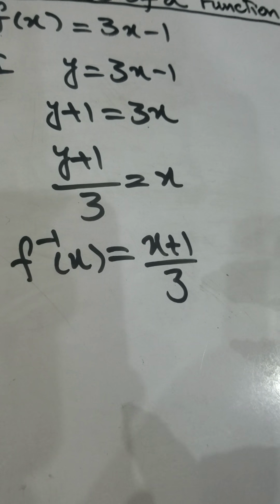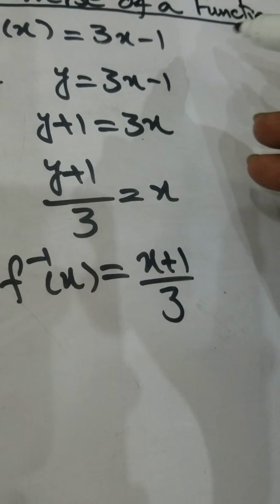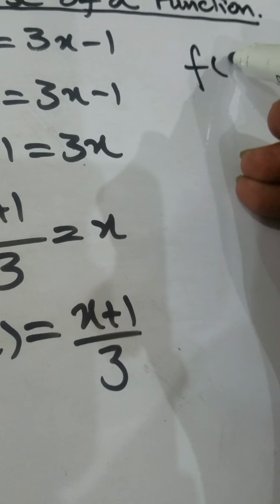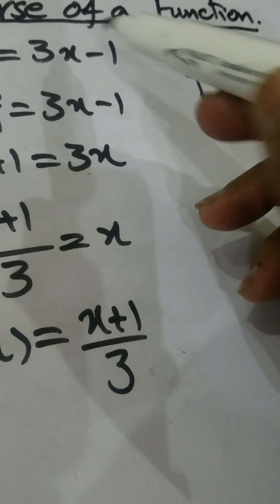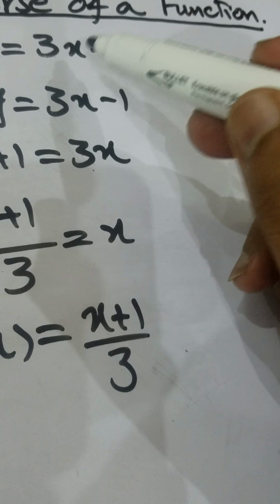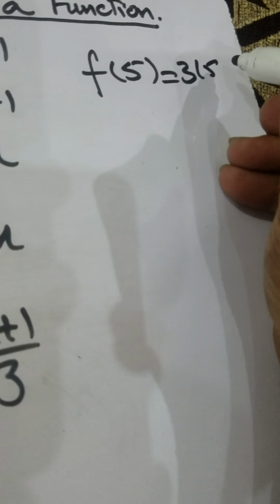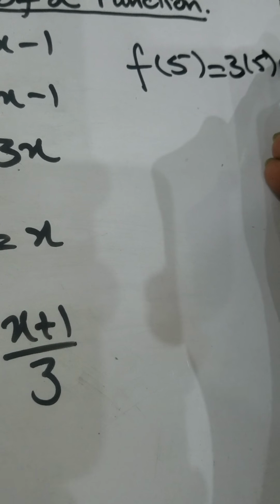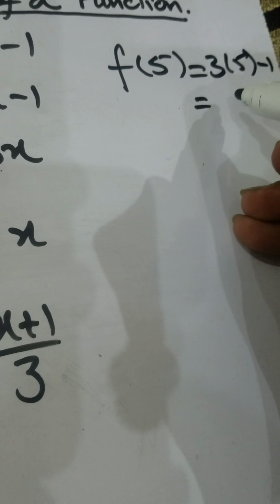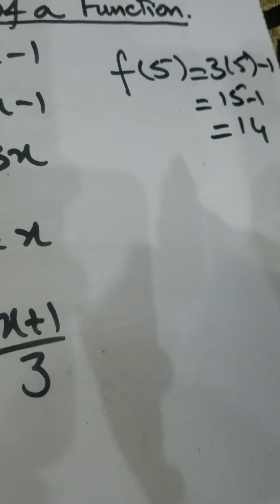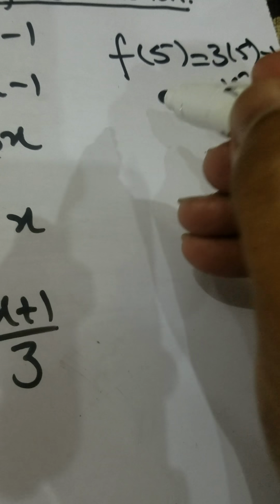What is the meaning of inverse? For example, we have to find f of 5. It means that we have to replace x by 5 here. So 3 times 5 minus 1. 3 times 5 is 15. 15 minus 1 is 14. So f of 5 is 14.